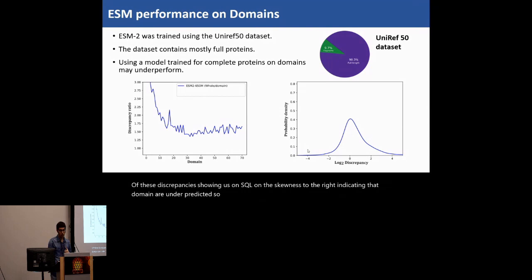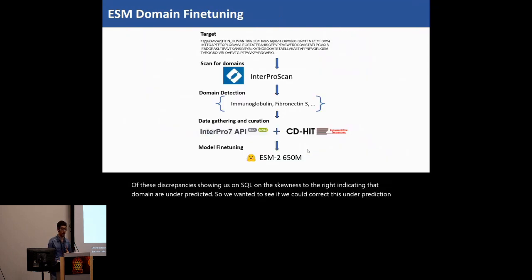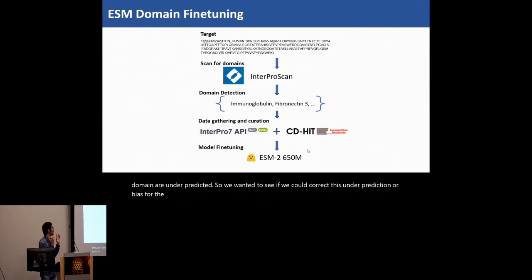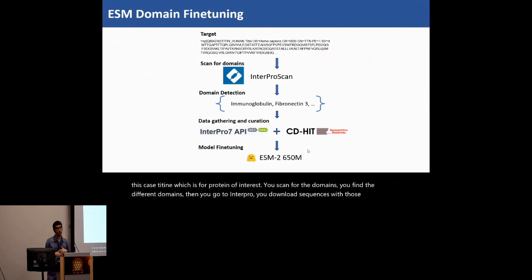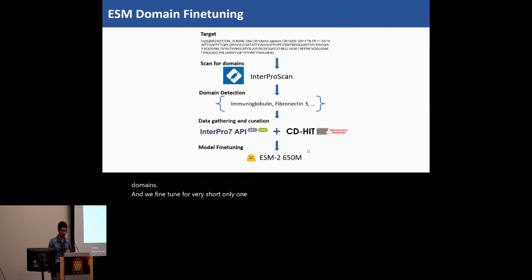So we wanted to see if we could correct this under-prediction or bias for the domains. So we did this kind of pipeline. You start with your target protein, in this case, titin, which is your protein of interest. You scan for the domains. You find the different domains. Then you go to InterPro. You download sequences with those annotations. You chop them up. You do dataset curation. And then you can fine-tune a model based only on these domains. And we fine-tune for very short, only one epoch, to avoid a kind of overfitting known as catastrophic forgetting.